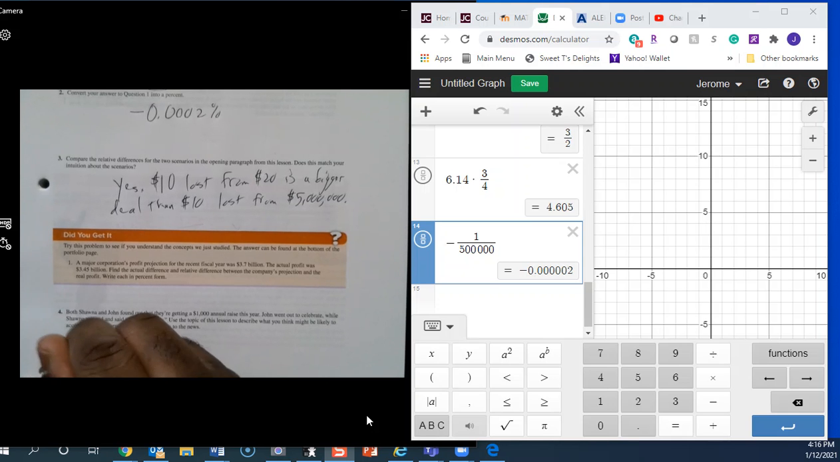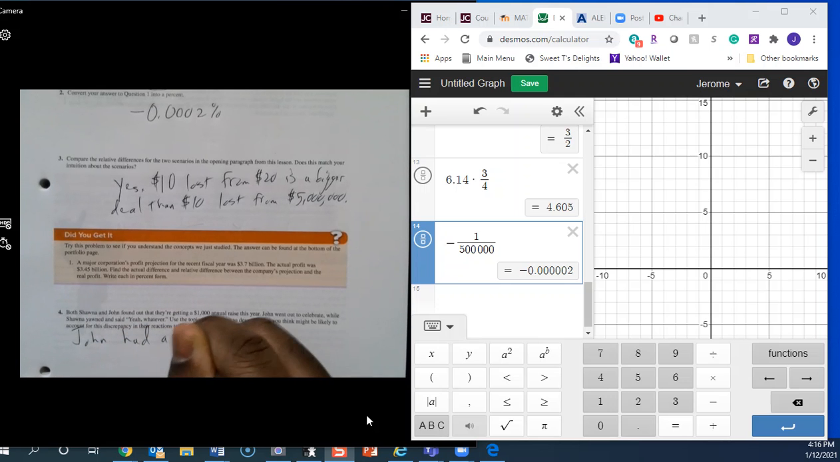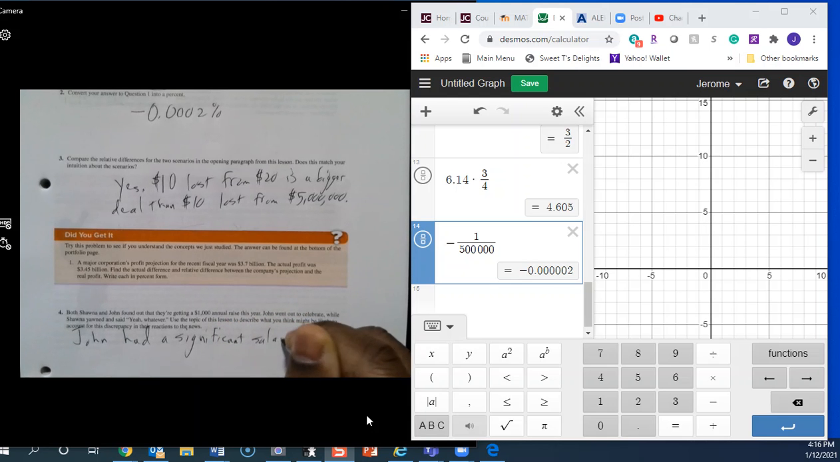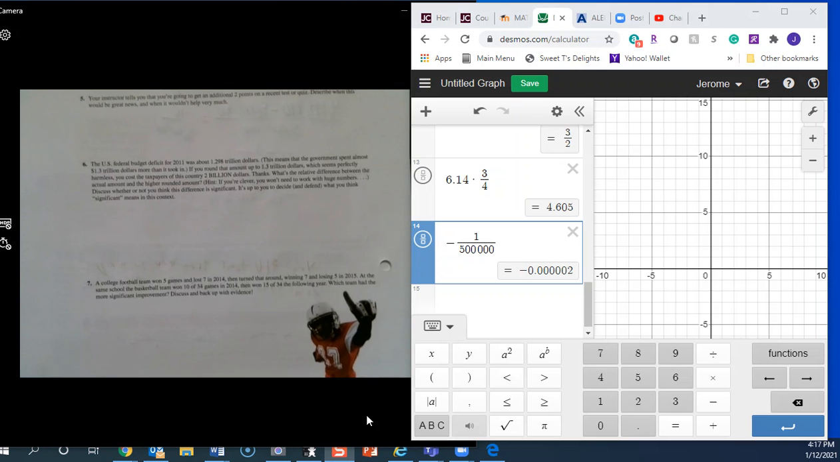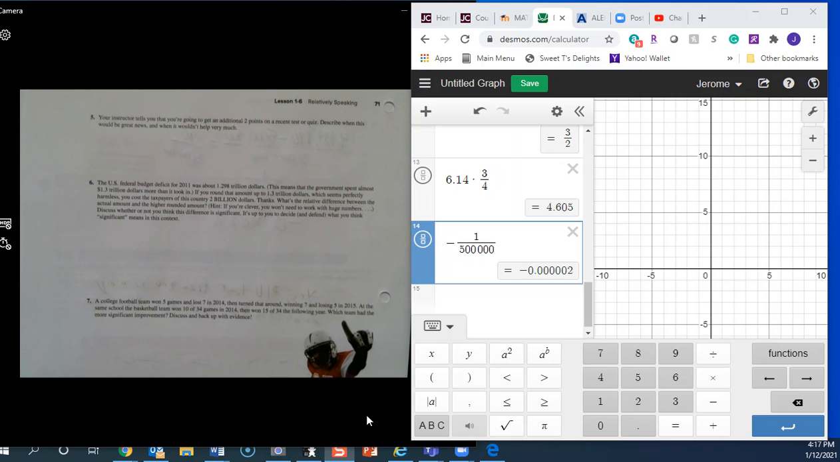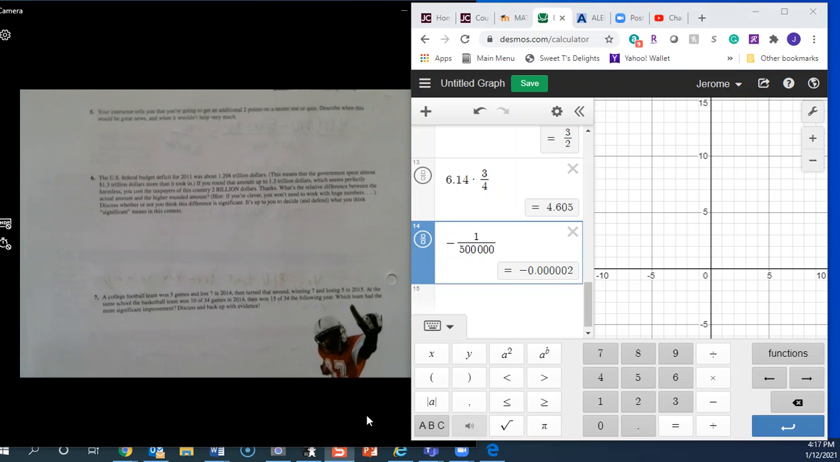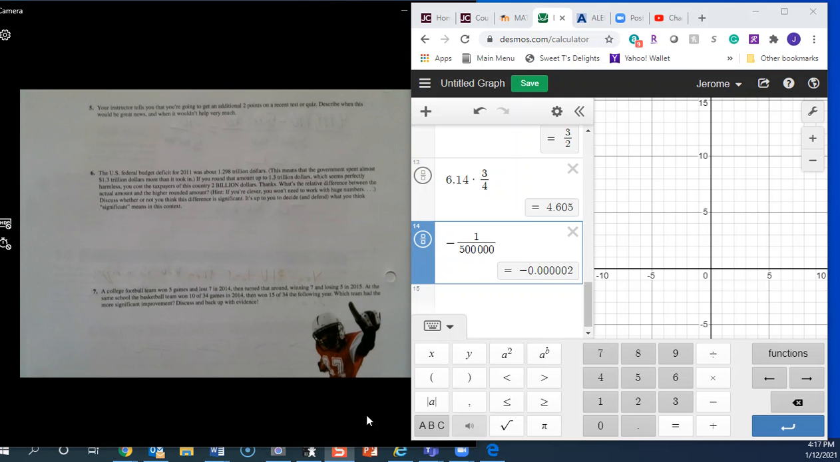I would think that John had a significant salary increase, but Shauna did not. I think that was the difference. Now, it could be argued that Shauna could have been expecting more or whatever, but I would just say outside looking in, I would suspect that that was a bigger salary increase for John.